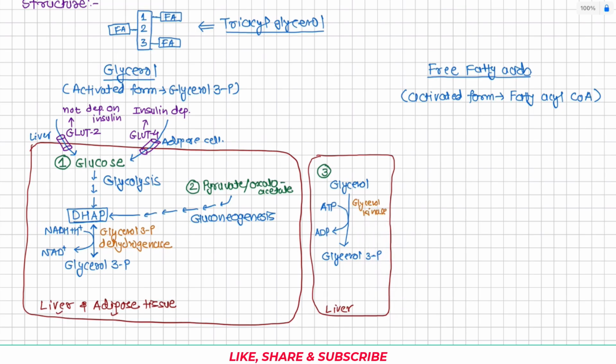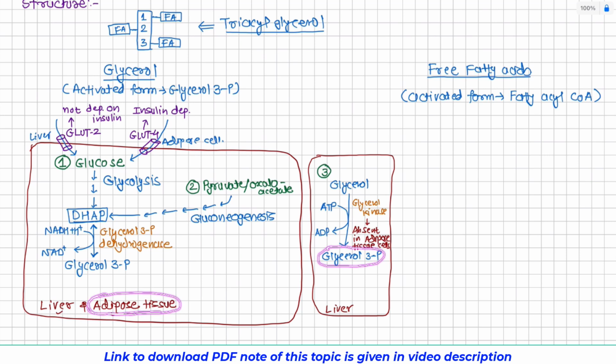You may ask why adipocytes cannot utilize this pathway. The answer is that the enzyme glycerol kinase is absent in adipose tissue cells. But don't misunderstand that adipose tissue cannot synthesize glycerol 3-phosphate. It can very well synthesize glycerol 3-phosphate by utilizing the first and second pathway, but not by this third pathway which utilizes glycerol directly. Now let's activate the other building block, the free fatty acid.